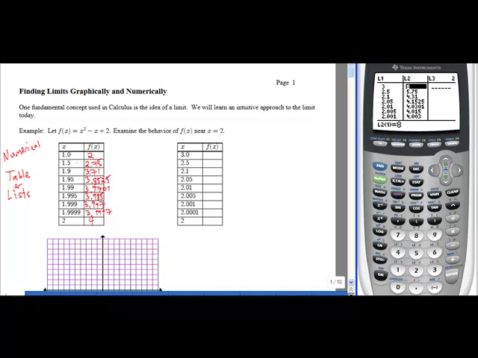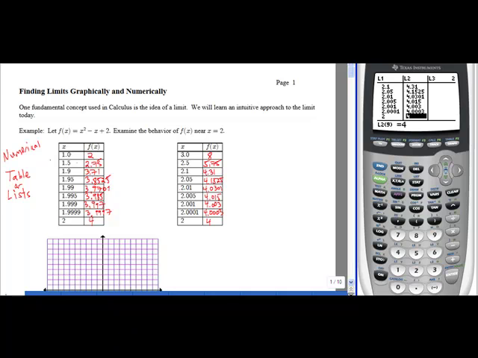So let's go ahead and copy these down. So when x is 3, we got 8, and 5.75, 4.31, 4.1525, 4.0301, 4.015, 4.003, 4.0003, and finally 4.